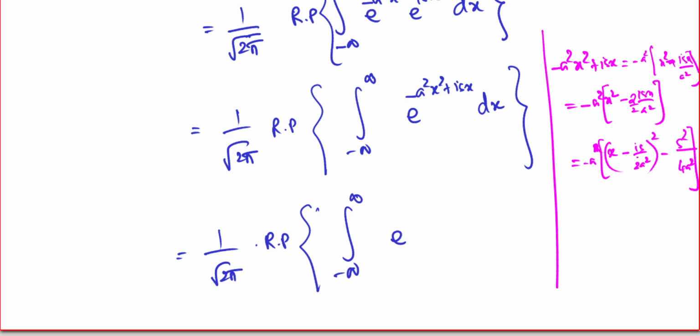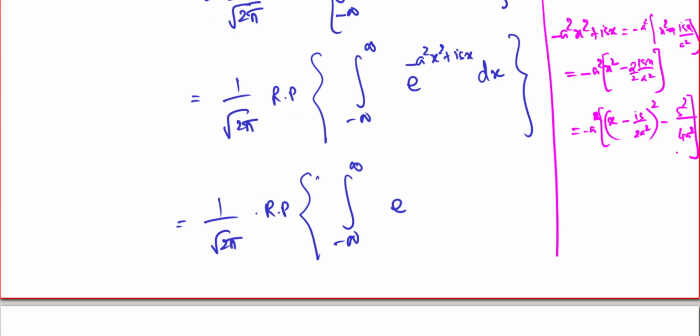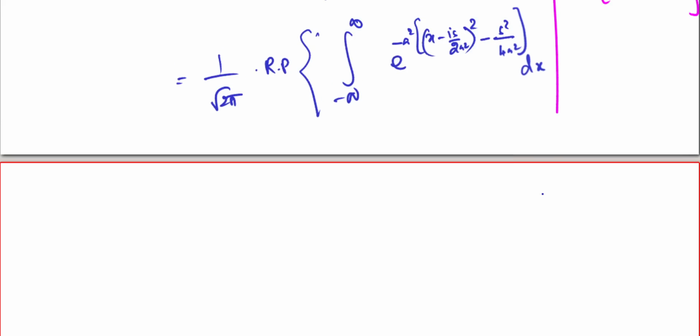I'm sorry, so the subtracted one has actually been added, and then the added one has been left out. So therefore this particular term in the exponential can be written in this fashion. So therefore this is going to be e to the power minus a square times x minus is by 2a square whole square minus s square by 4a square, into dx. So that's the problem. Okay.